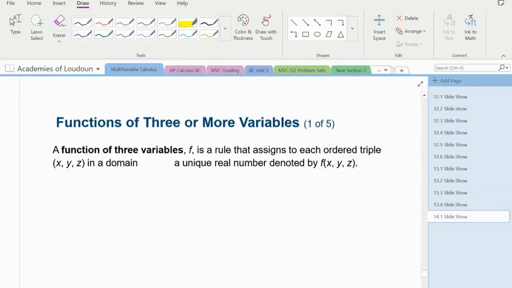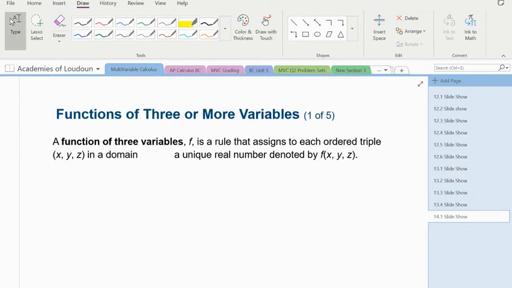So a function of three variables, f, is a rule that assigns to each ordered triple x, y, and z in a domain D contained in R^3 space a unique real number denoted by f of x, y, z. For instance, the temperature at a point on the surface of the Earth depends on the longitude and latitude x and y of the point, but also on time t. So we could write that temperature T is a function of x, y, and t.